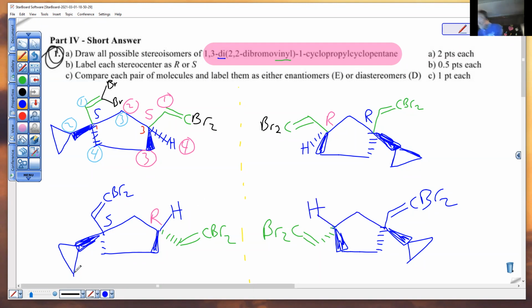Did I do a good job? Away from the mirror and up, away from the mirror and up. Doesn't matter if this is pointing left or right. It's not a stereocenter there. It's this one. Yeah, pink R mirror image is pink S. Blue R mirror image is S.